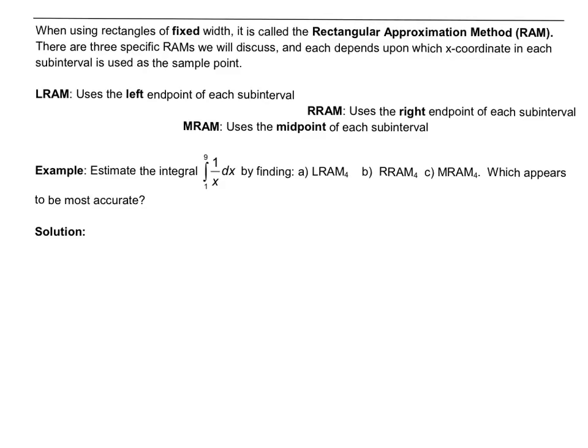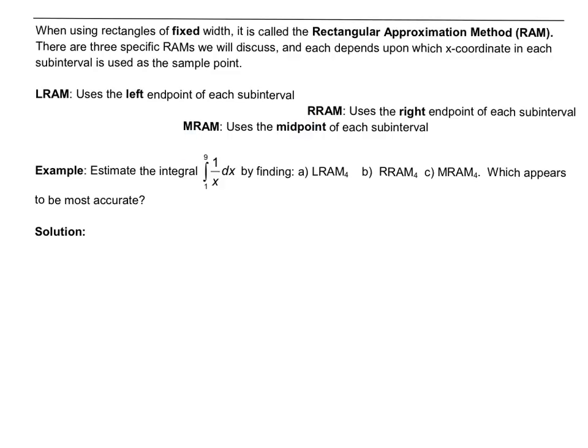All right, we're going to get a little bit more specific with our Riemann sums, and we are going to use rectangles of fixed width. And when you do that and you set each subinterval so that it has the same width, it's called the rectangular approximation method, or RAM for short. LRAM is going to use the left endpoint of every subinterval, RRAM uses the right endpoint, and MRAM is going to use the midpoint of the subintervals.